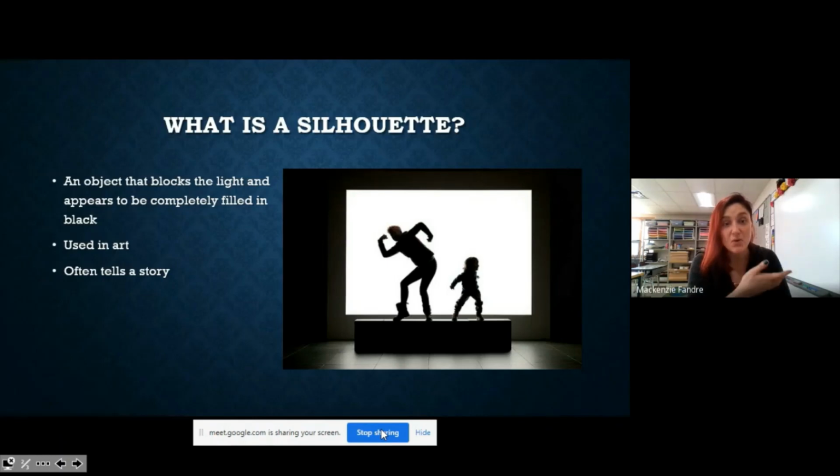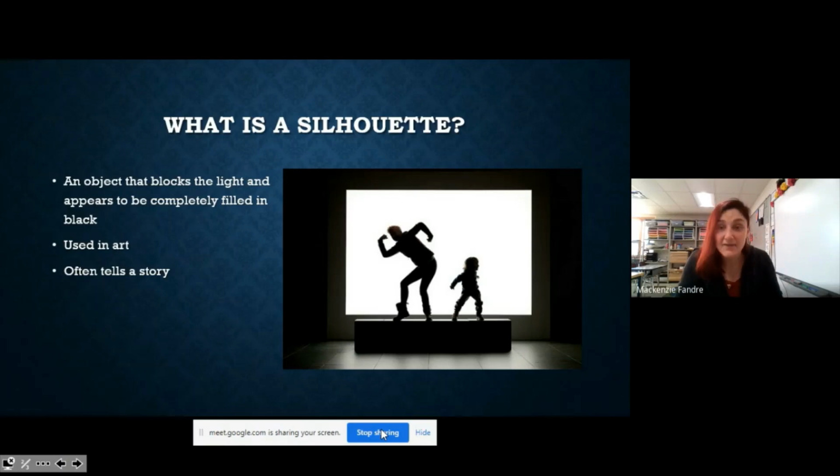We don't know. And the reason why a lot of artists like using silhouettes is because then you, the viewer, the person looking at the art, can kind of make up your own story about it. Okay, so maybe in this silhouette we have superheroes, or maybe we have a big brother and a little sister, or maybe it's an older sister and a little brother. We don't know. So it's a good way for you to come up with the story.